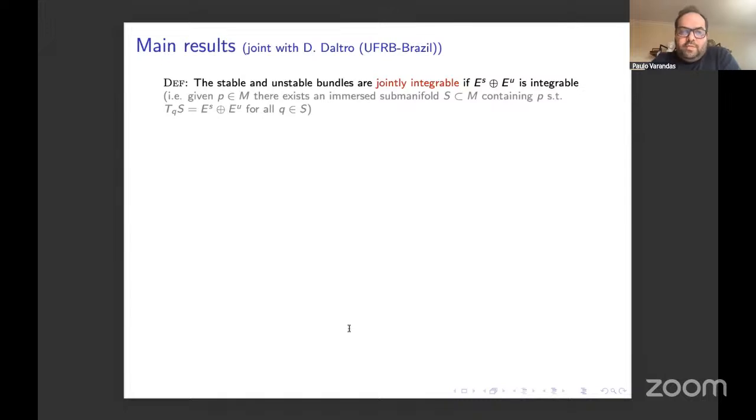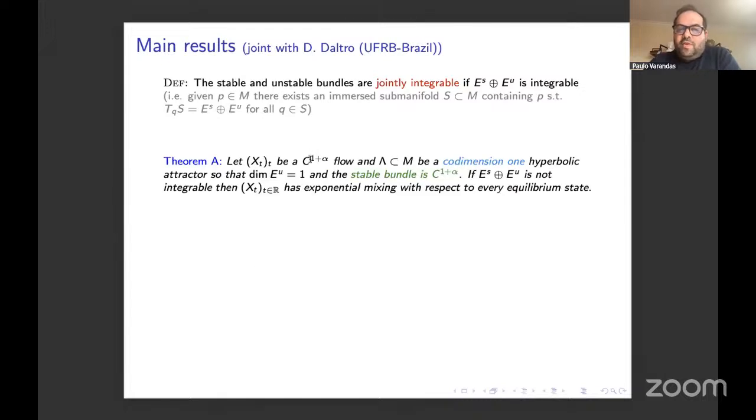So the results can be read as follows. If you have a C^{1+α} flow and Λ a codimension-one hyperbolic attractor, so you have a one-dimensional unstable manifold, and the stable bundle is C^{1+α}, then if you have topological mixing, then you have exponential mixing. And what we prove is that if stable and unstable subbundles are not integrable, then you have exponential mixing with respect to all equilibrium states.